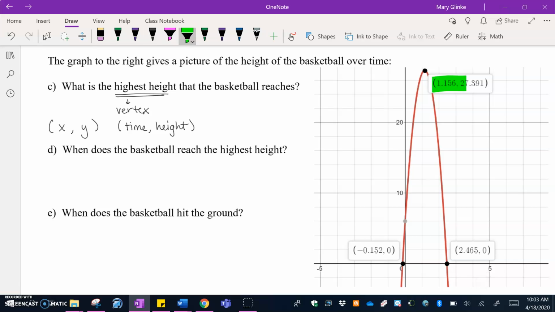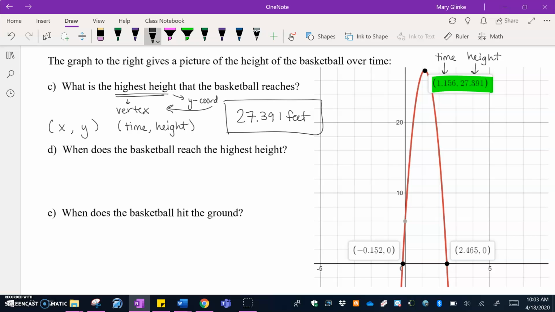So let's take a look at this vertex over here. So 1.156 is the time when the ball gets to the highest point, and the y value is the height itself. So this one is asking specifically what is the highest height. This is asking for our y coordinate of our vertex. So the highest this basketball gets is going to be 27.391 feet in the air.